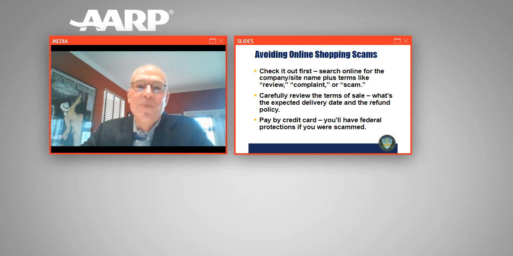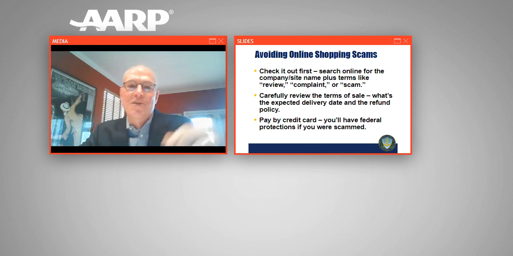So what's the expected delivery date? What's the refund policy? And is there contact information, either an email address or a phone number, where you're able to get a hold of someone if your merchandise doesn't arrive or isn't what you ordered? And then last is pay by credit card, not any of the other payment mechanisms we've talked about today. You will have federal protections to institute a chargeback if you paid by credit card and you were scammed.